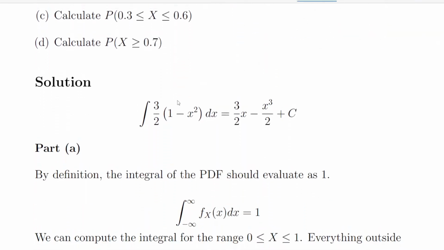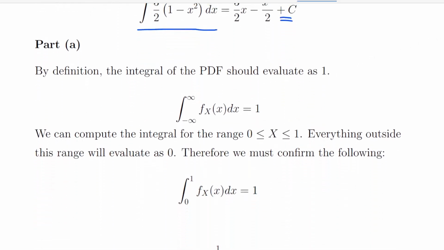Before we get to part A, let's just remark on this indefinite integral. The integral of 3 over 2 times 1 minus x squared dx equals 3 over 2 times x plus x cubed over 2 plus c, where c is the constant of integration. It won't really feature anymore when we get into definite integrals. Now, by the definition of the probability density function, the PDF, the integral from minus infinity to infinity of the probability density function dx should equal 1.